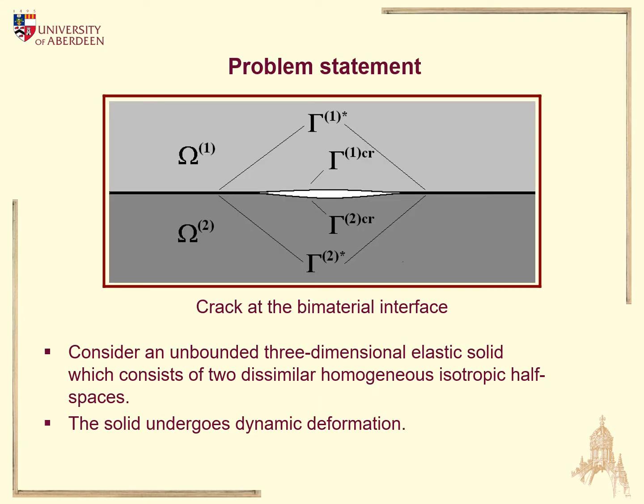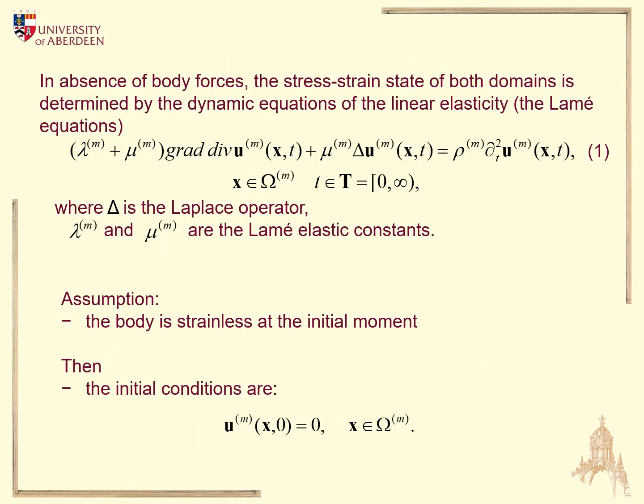From a mathematical point of view, in the most general case, we may consider two different materials with different properties and a crack located at the interface between those materials. In the limiting case, the properties of both materials are the same, and then we have a crack located in a homogeneous material. We apply dynamic loading, and in this case, the stress and strain may be calculated using the Lamé equations of linear elasticity. We also have initial and boundary conditions.